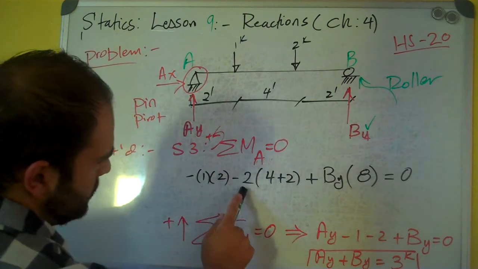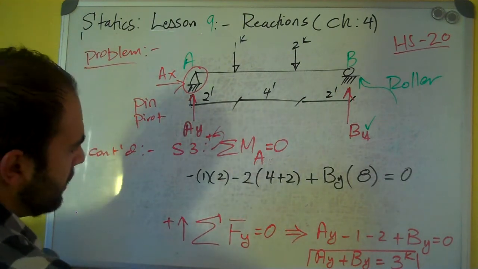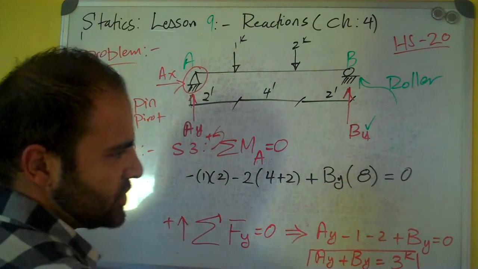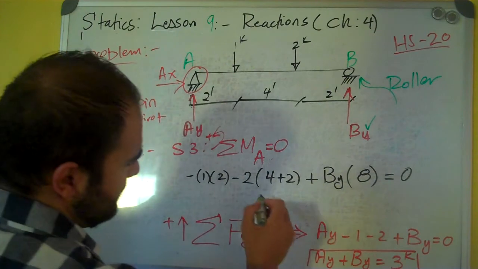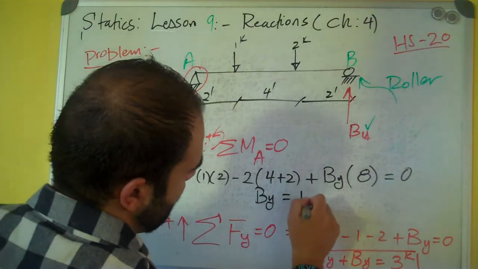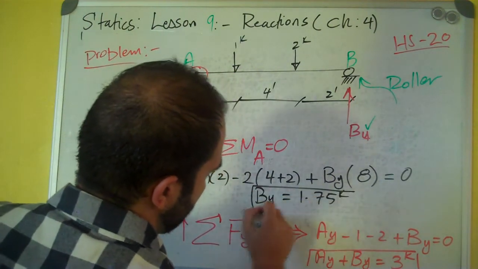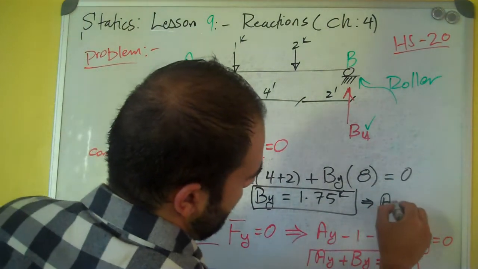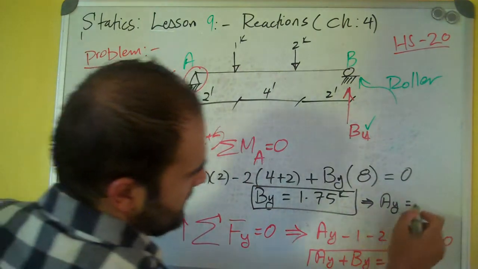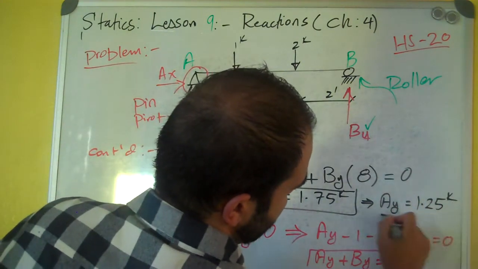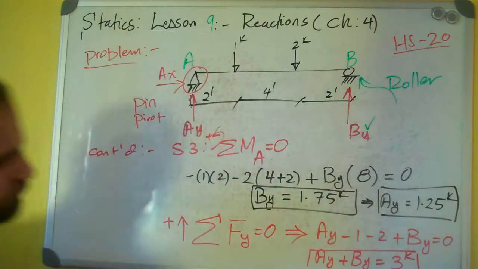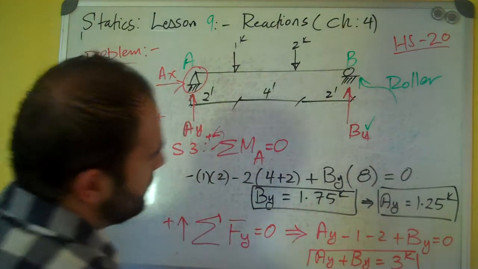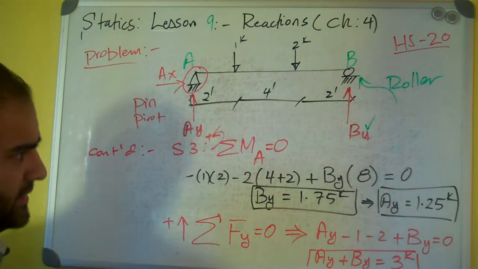So what is this? 2 times 6, right? 12, 14, 14 divided by 8, which is 7 divided by 4, and 7 divided by 4, if I'm not mistaken, it's 1.75 kips. Thus, your AY equals 3 minus that, so that's 1.25 kips. So your assumption is correct, and your values are as follows, which makes sense.